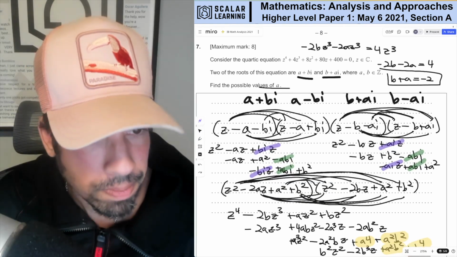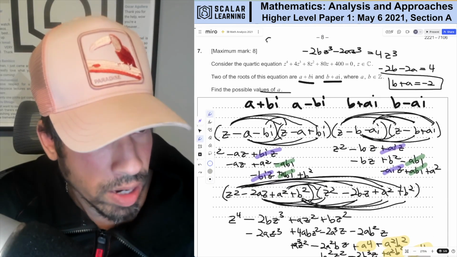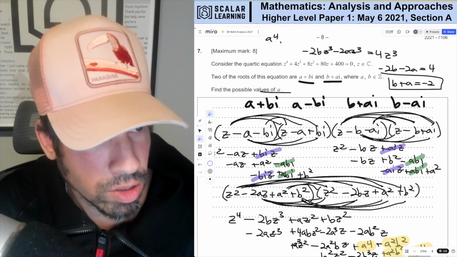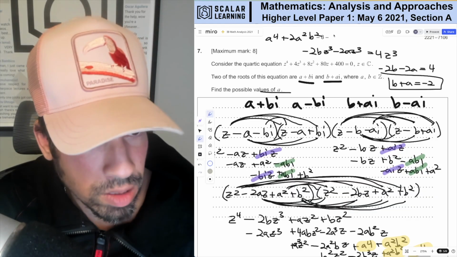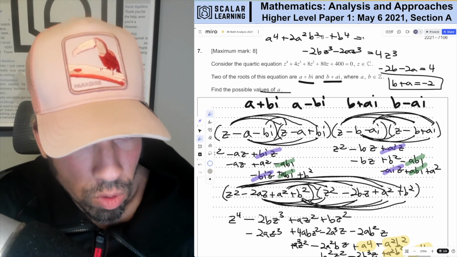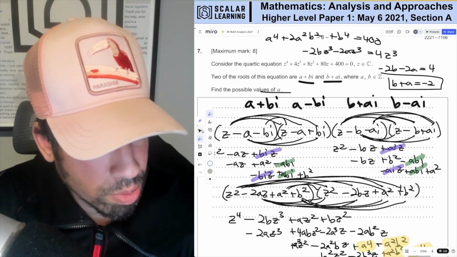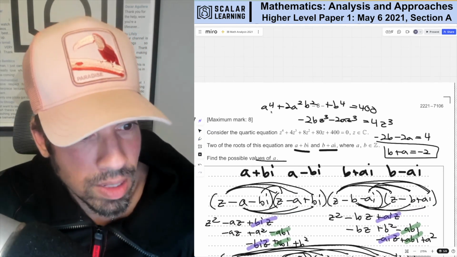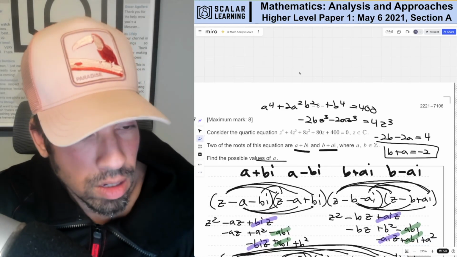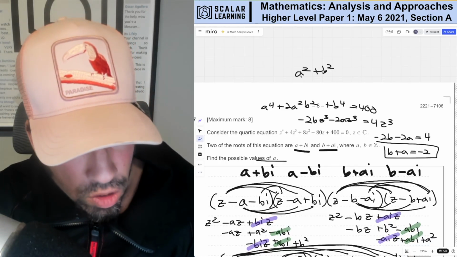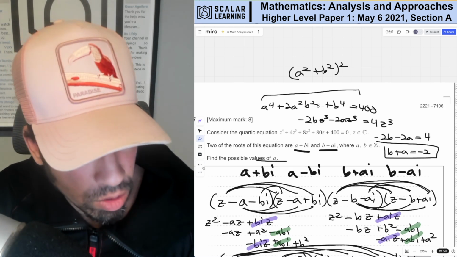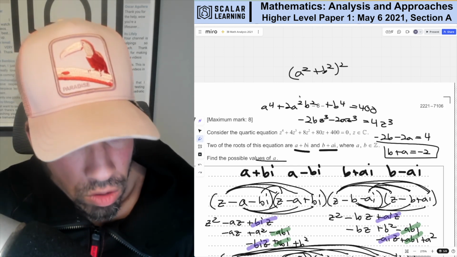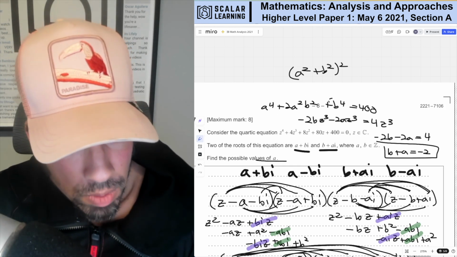We've got, let's write it up here, a to the fourth plus 2a squared b squared plus b to the fourth is equal to 400. So this is actually pretty good because this is a perfect square. This is literally (a squared plus b squared) squared. If you recognize that that's a perfect square, this gets a lot easier because if you FOIL this out, you'll get exactly that for the middle term and these for the end terms.